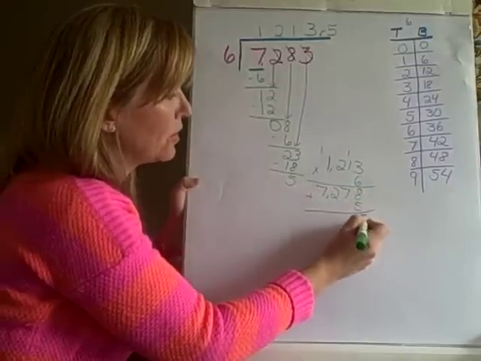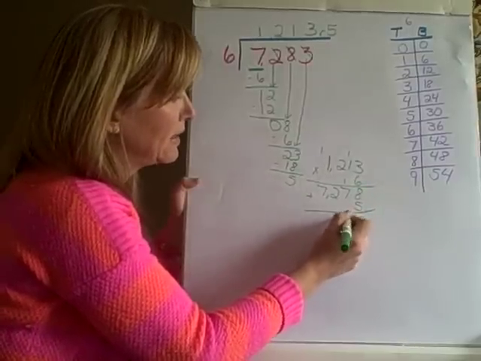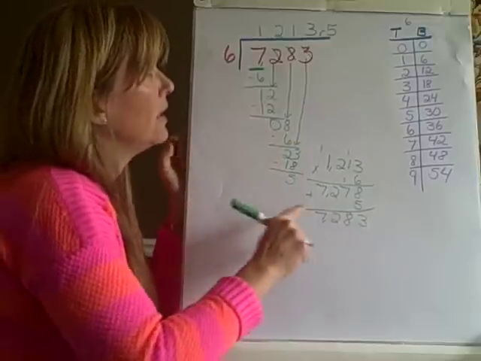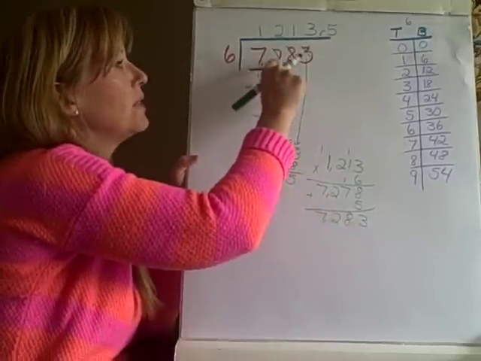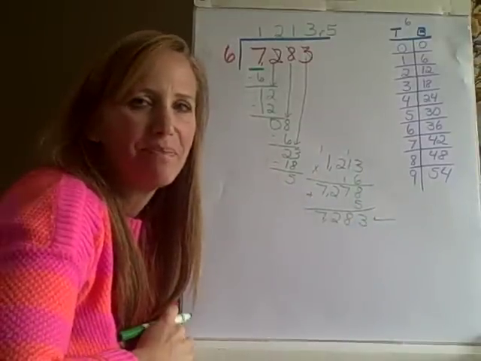8 plus 5 is 13. Carry my 1. 7 and 1 is 8. 2 and nothing is 2. 7 and nothing is 7. 7,283, 7,283. It's a check. I love it when it checks.